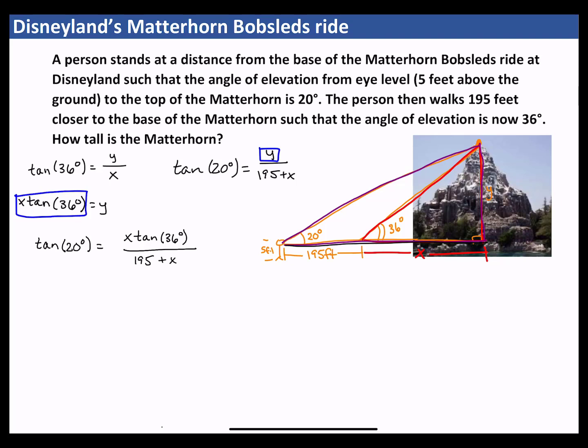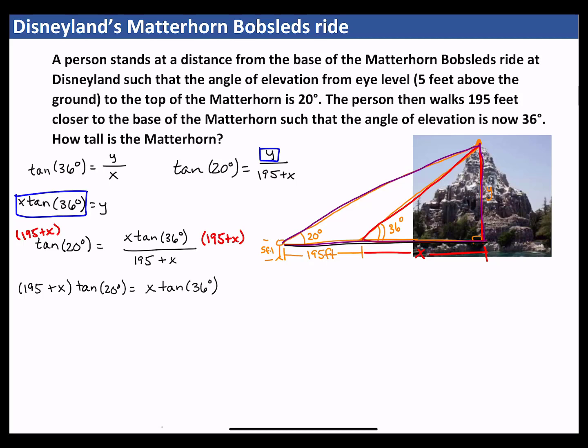And our goal is to isolate x, but we see that there's an x in the denominator. So typically when the variable we want is in the denominator, we can get that out by multiplying both sides by the denominator. So now we have the quantity 195 plus x times the tangent of 20 degrees equals x times the tangent of 36 degrees.